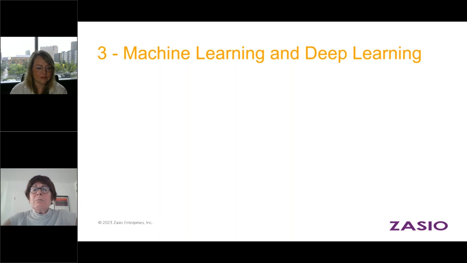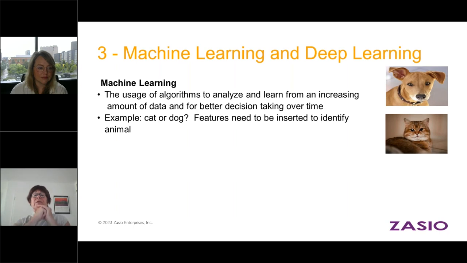Now, what is machine learning and deep learning specifically? Let's take a look first at machine learning. The usage of the algorithm to analyze and learn from an increasing amount of data for better decision taking over time is called machine learning. Here I give an example. I have here a cat and a dog, or specifically in the other order, the dog and the cat.